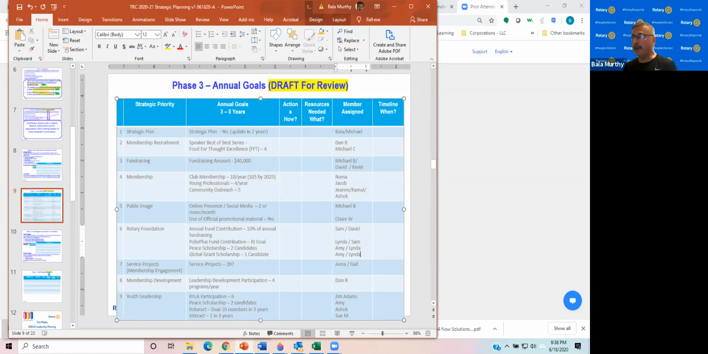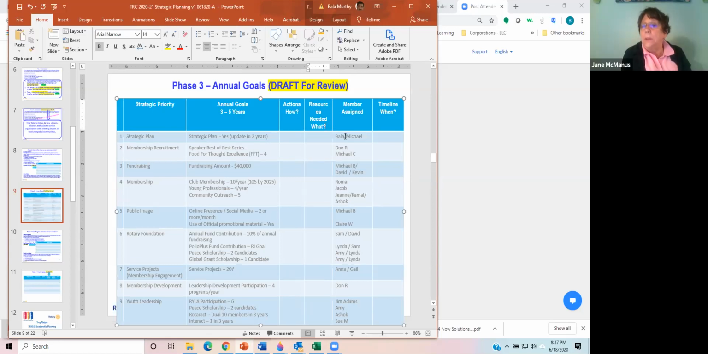So we are done with the goals. We are done with the members assigned. I was going to ask our facilitator, do we still need to do a breakout room, or have we accomplished everything we want to do? Because we have still not accomplished how we are going to do it, what is needed from a resource perspective, and when from a timeline perspective.